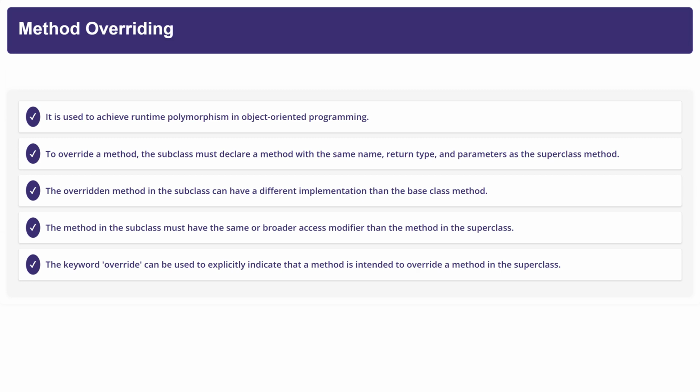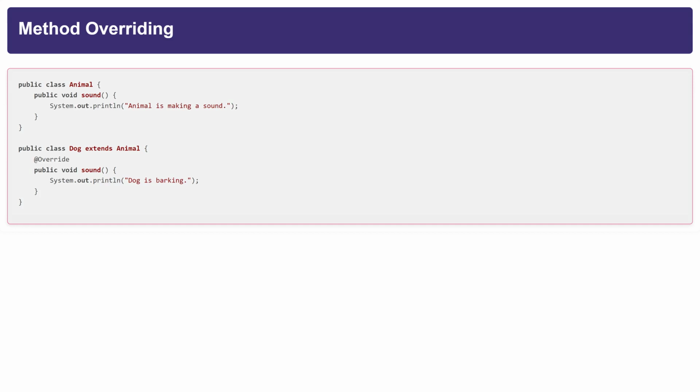In this example, we have a base class called animal with a method named sound, which prints "animal is making a sound." We have a subclass called dog, which extends the animal class. The subclass overrides the sound method and prints "dog is barking."